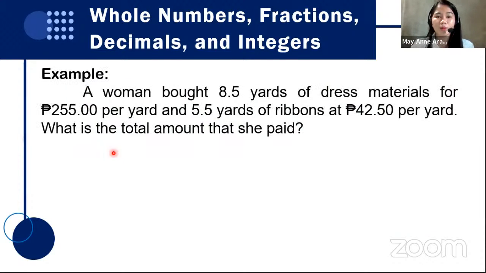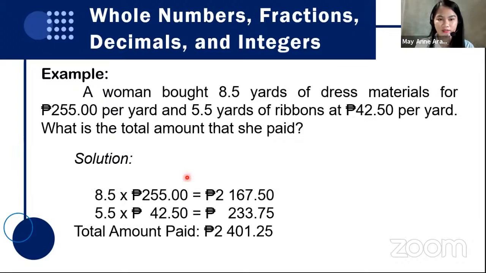Example. A woman bought 8.5 yards of dress materials for 255 pesos per yard and 5.5 yards of ribbons at 42 pesos and 50 centavos per yard. What is the total amount that she paid? Okay, to answer this problem, just multiply the number of yards by the amount per yard. Then same with the ribbons. And just add the results or the sum.